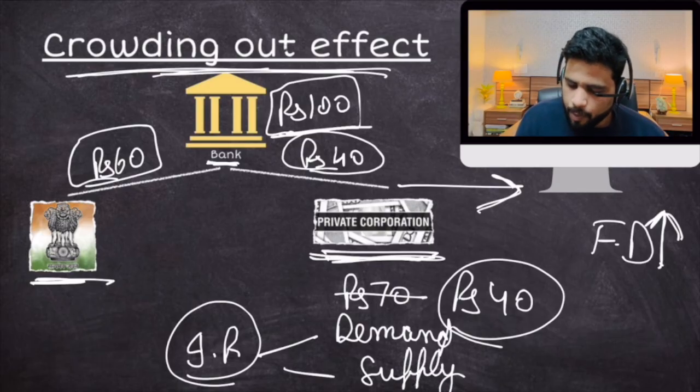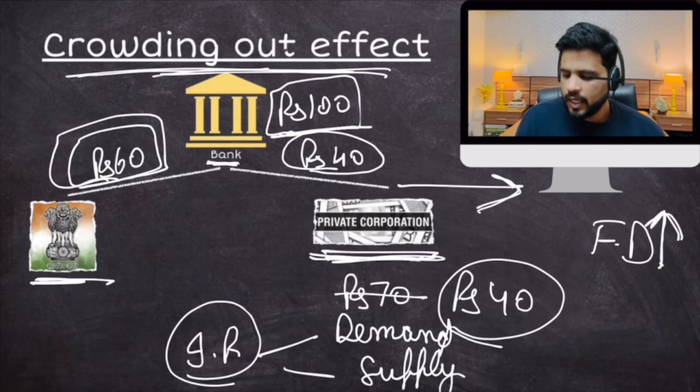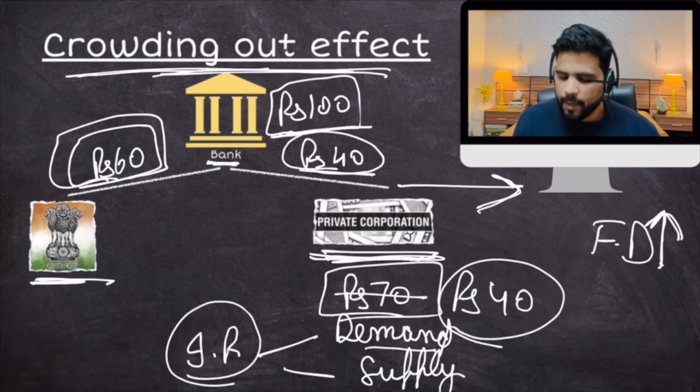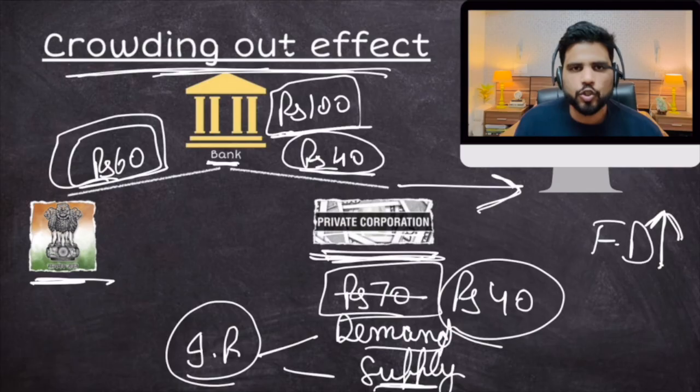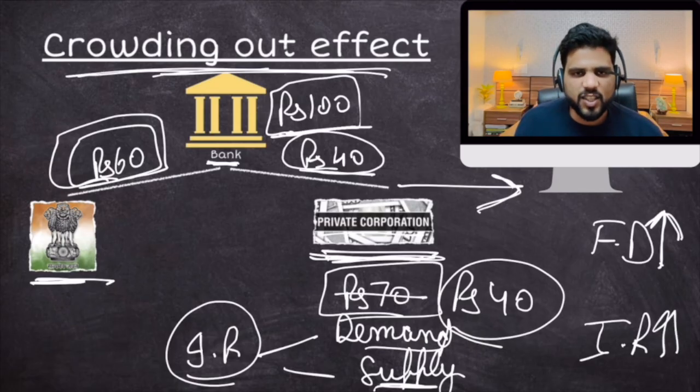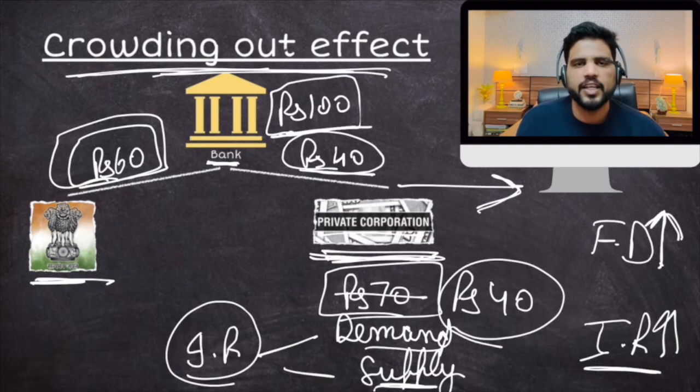Yes. So if government borrows more, 60 rupees, the money that is left with the bank is 40 rupees. But the demand for loans is 70 rupees. So demand for loans is high, supply is less. Don't you think interest rates on loans given to private corporations would increase? Yes. So interest rates would rise for private corporations. Loans would become expensive for private corporations. And because the interest cost of various loans would become expensive, many private corporations would opt out of taking a loan.